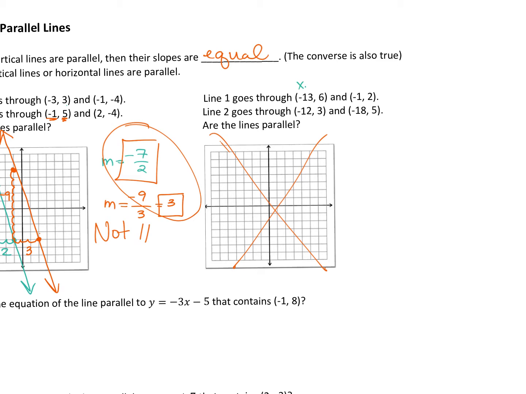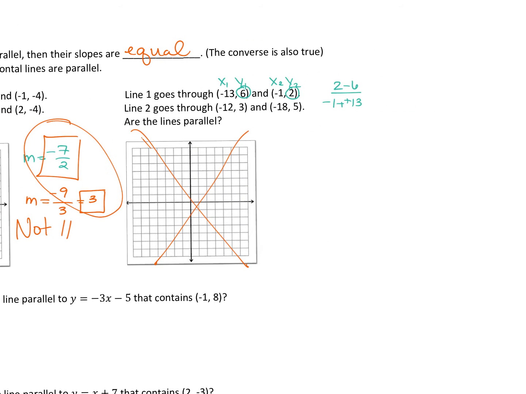Let's do x1, y1 and x2, y2. So I'm going to go 2 minus 6 over negative 1 minus a negative 13. So that's plus a positive. So this is negative 4 over 12, which is a negative 1/3. So that's our first line.